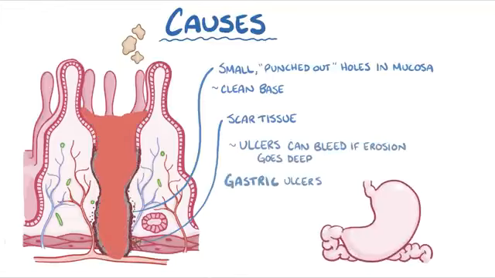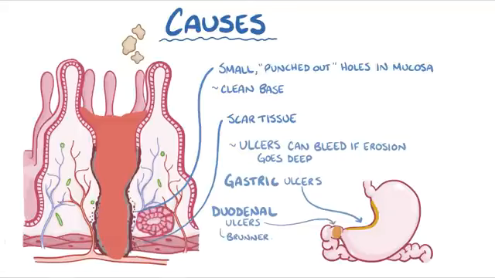Gastric ulcers typically form in the lesser curvature of the antrum. Duodenal ulcers, on the other hand, usually develop right after the pyloric sphincter, and there's usually Brunner gland hypertrophy, which is a consequence of the body trying to produce more mucus to protect the damaged area.